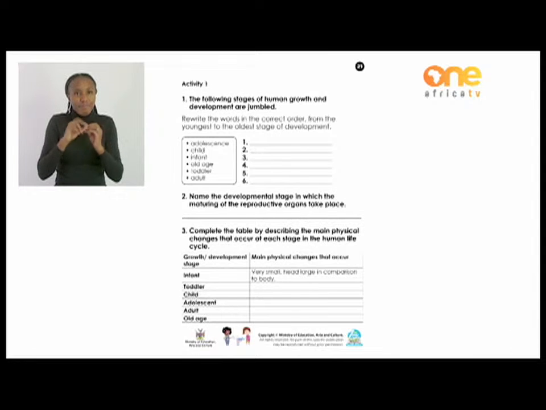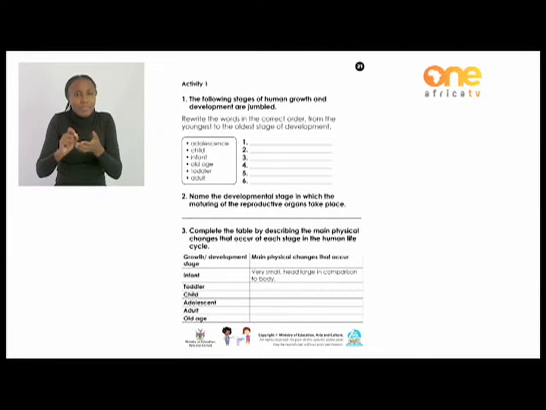Question 2. Name the developmental stage in which the maturing of the reproductive organs takes place. We are saying that the maturing of organs, reproductive organs specifically, takes place in one of the stages. Which one is it? You write it down there.